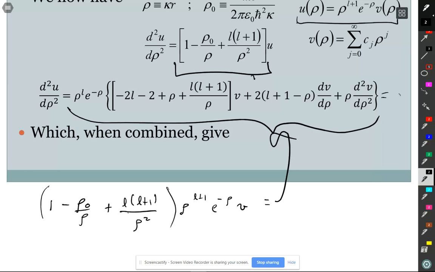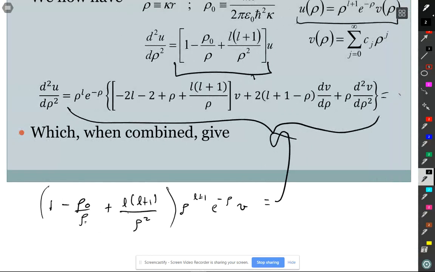Now, you'll notice we have here terms that this is rho to the L plus 1 times 1. So I'm going to have a rho to the L plus 1 term. And then if you divide that by rho, I'm going to have a rho to the L term. If you divide by rho squared, I'm going to have a rho to the L minus 1 term.